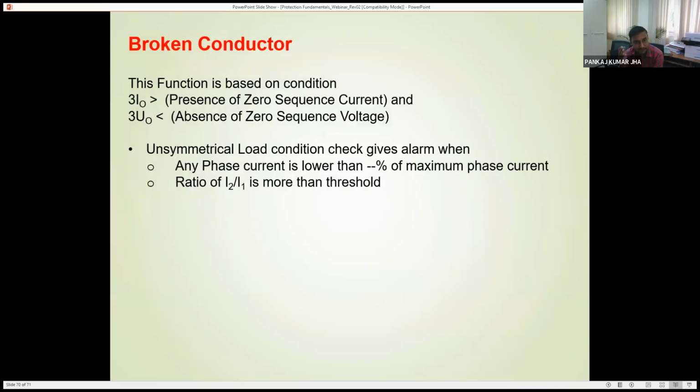Likewise, for broken conductor, you will have the presence of zero sequence current but no presence of zero sequence voltage, and the relay will issue an alarm based on the settings. If you are using it for alarm, it will issue an alarm. If you are using it for trip, it can issue a trip command. Some relays use the concept of I2 by I1, that is negative by positive sequence current ratio. Some relays like Siemens 7SA522 use the concept of the maximum to minimum phase current ratio.